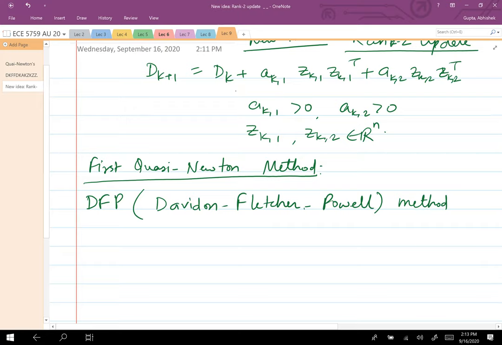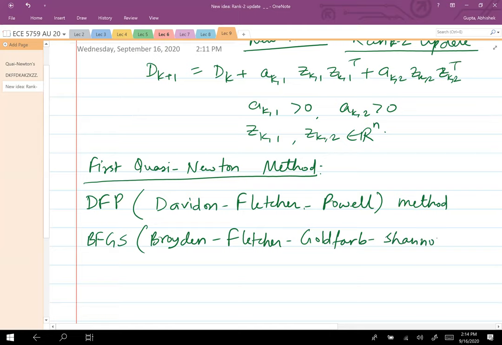Now, soon after the publication of the DFP method, another method was proposed, which is the BFGS method. This stands for Broyden, Fletcher, Goldfarb, Shanno method. And the idea in the BFGS method is slightly different.